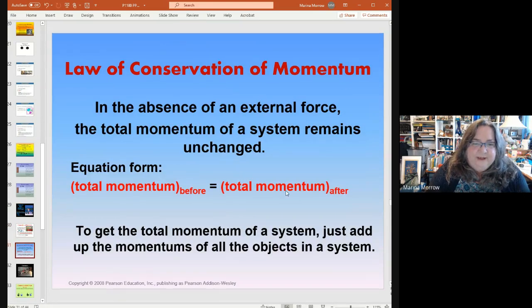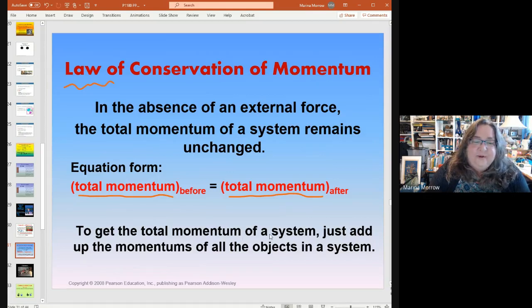And here's a formula for this. The idea is that, again, in the absence of an external force, the total momentum of a system remains unchanged. That's the law of conservation of momentum. And so as an equation, you could get the total momentum before an interaction and the total momentum after, and they should remain the same if it's a really isolated system.